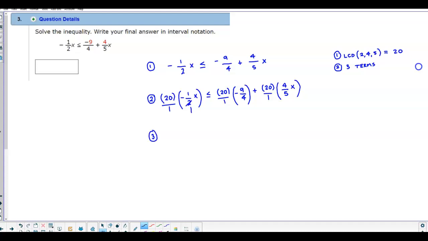So we know that 2 is going to go into 20 10 times. So we have 10 times negative 1x, less than or equal to 4 goes into 20 5 times, so we have 5 times negative 9, plus 5 goes into 20 4 times, so that's 4 times 4x. Next, we're going to multiply everything out. So we get negative 10x, which is less than or equal to negative 45, and then plus 16x.